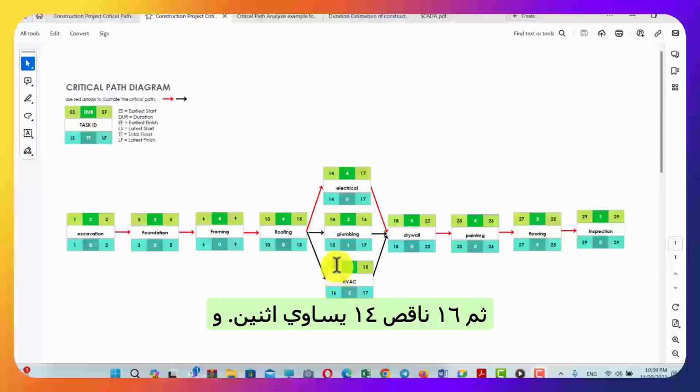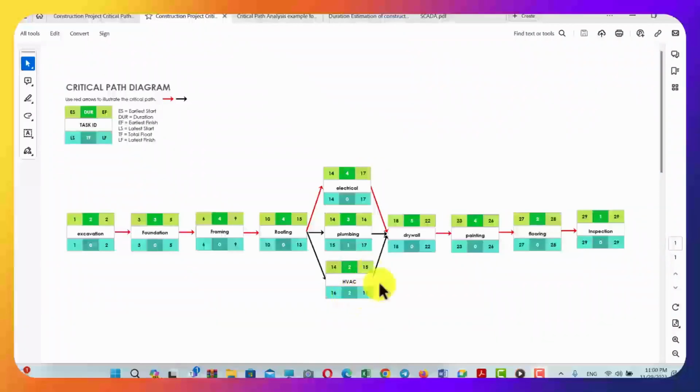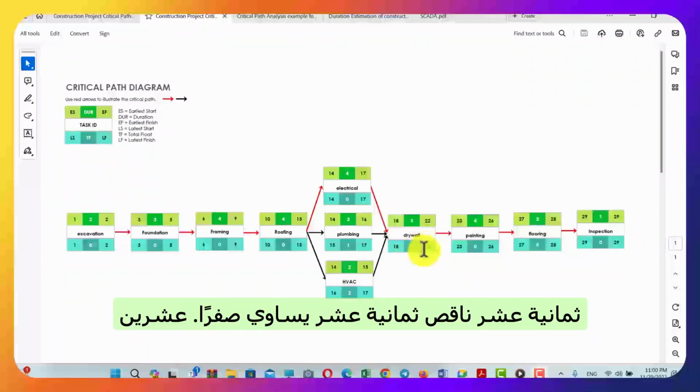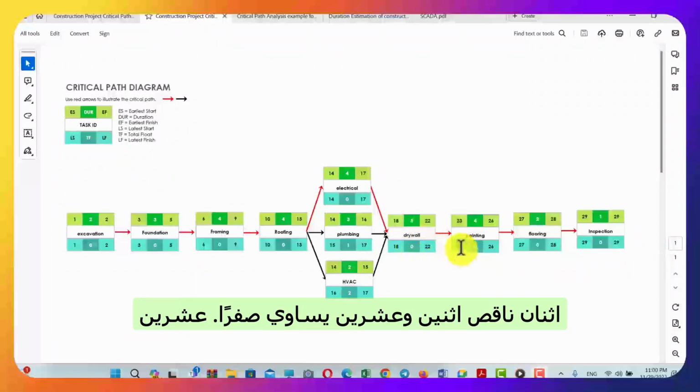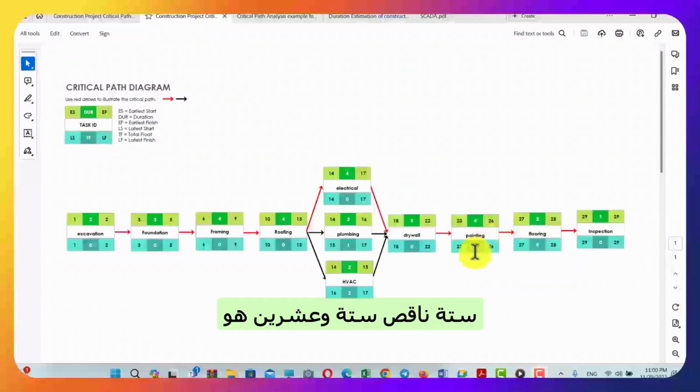Then 16 minus 14 is 2. And 17 minus 15 is 2. Again, similar. Okay? 18 minus 18 is 0. 22 minus 22 is 0. 23 minus 23 is 0. 26 minus 26 is 0. And so on. Okay? Now, notice two things.